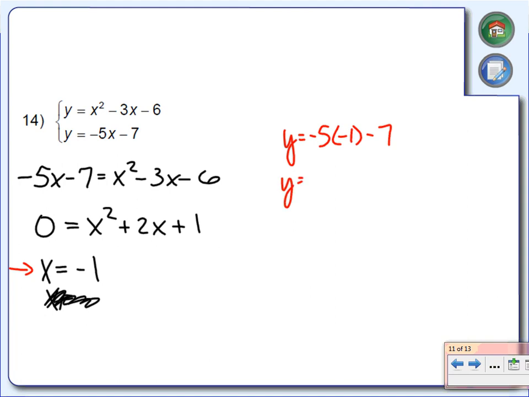So negative 5 times negative 1 minus 7. What was that? Negative 2. So I can write this as an ordered pair now. The x was a negative 1, and the y value was a negative 2. Therefore, my solution is the ordered pair negative 1, negative 2. It's the only one that makes both of these true. That's it.